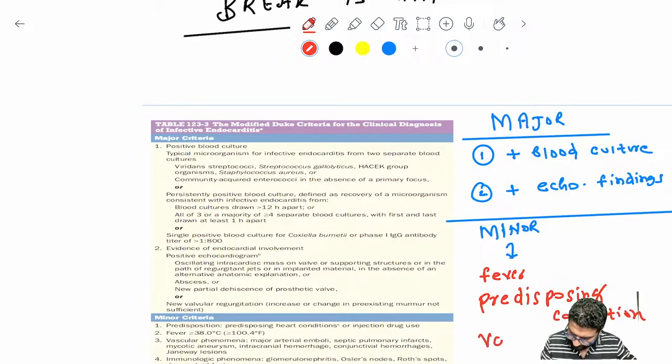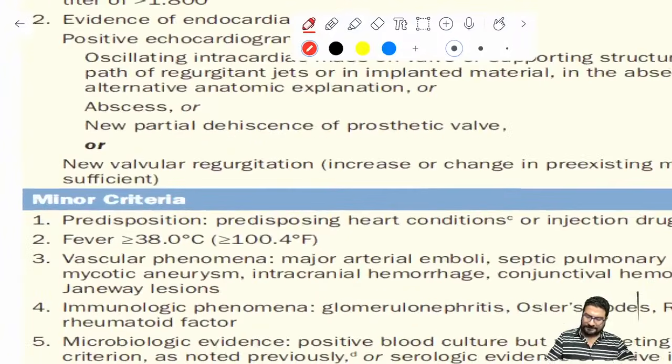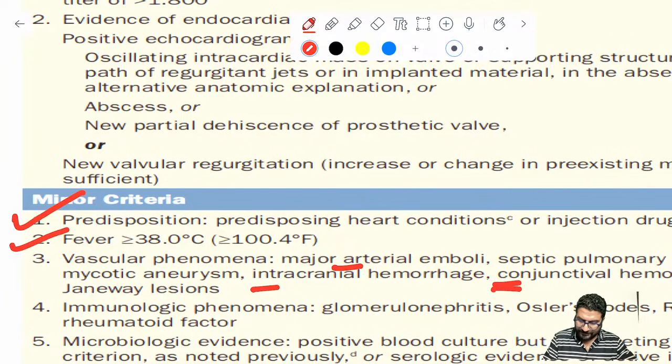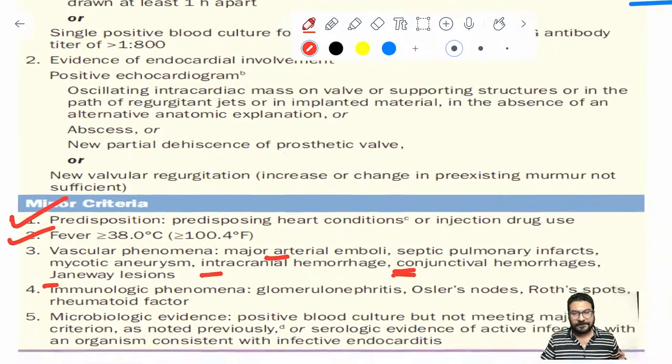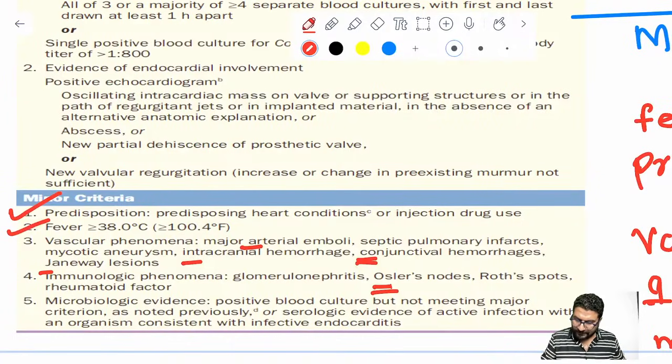Then remember some vascular phenomena, immunological phenomena, and microbiological evidence which is not in the above mentioned culture. So you can see fever, predisposing events, vascular phenomena like any arterial embolization, or patients having any type of hemorrhage, conjunctival hemorrhage, Janeway lesion, splinter hemorrhage. Then remember Roth spot, Osler node, these are immunological evidence, and any culture which is not in the major.